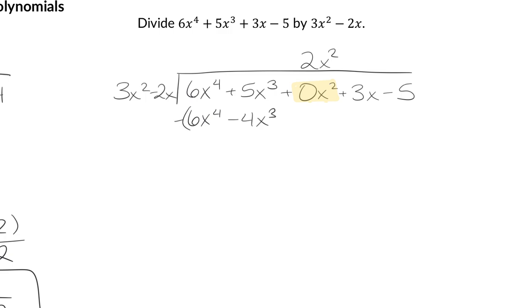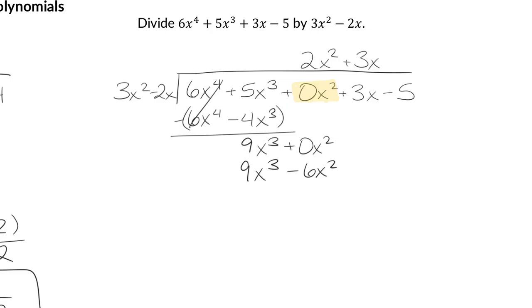We are subtracting all of that. First term can and should cancel. Minus a minus is plus. That makes this 9x cubed. We bring down the 0x squared that we had to add in. Divide. 9 divided by 3 is 3. X cubed divided by x squared is x. Multiply. 3x times 3x squared is 9x cubed. 3x times negative 2x is negative 6x squared.